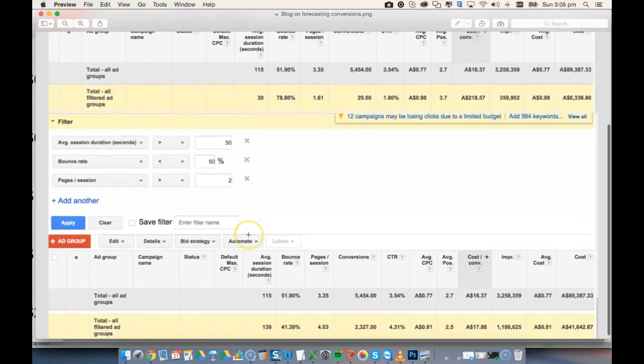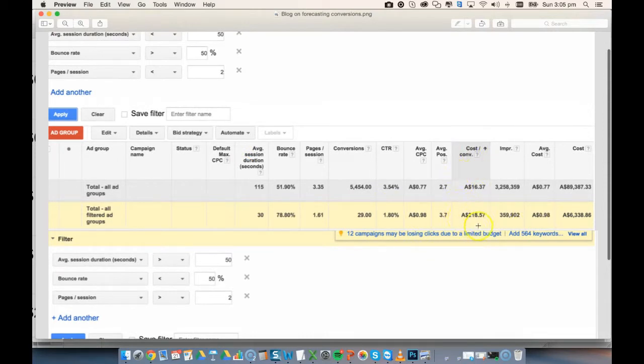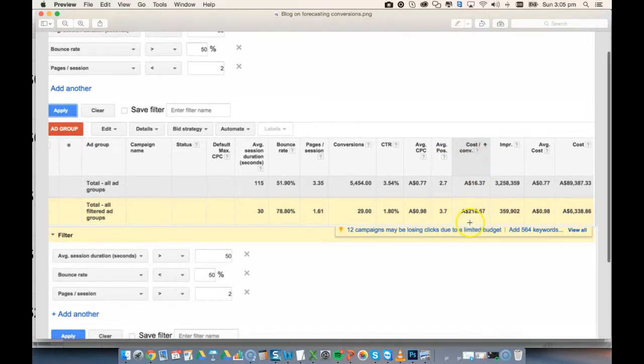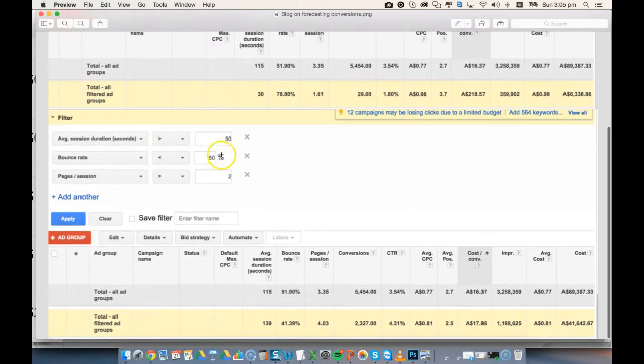And what you can see is quite a unique difference in results. Starting with the low engagement, the cost per conversion was $218. So low engagement, very high cost per conversion, on nearly $6,500 worth of spend. But if we go down to the filter on greater than 50 seconds, less than 50% bounce rate, and more than two pages visited on the website, the cost per conversion was $17. So a big, big difference. Luckily, that's great because most of their budget was also spent on the quality engagement traffic.